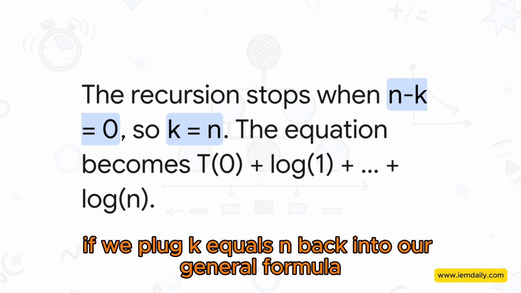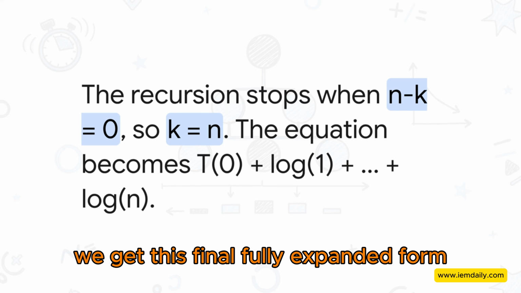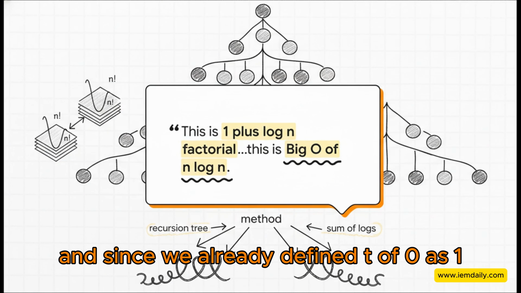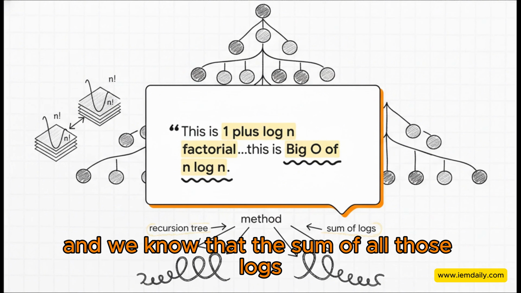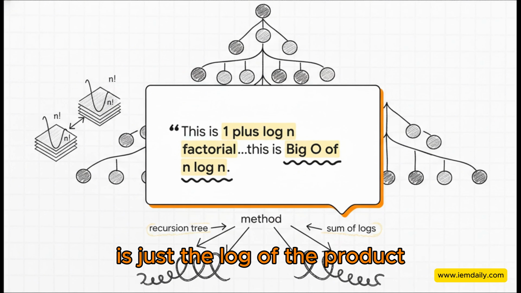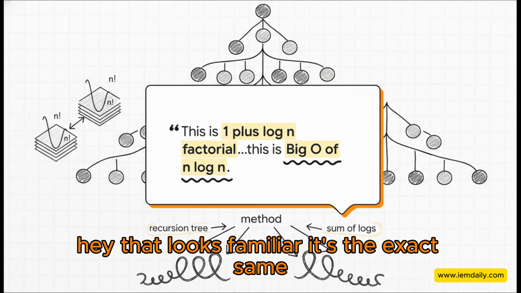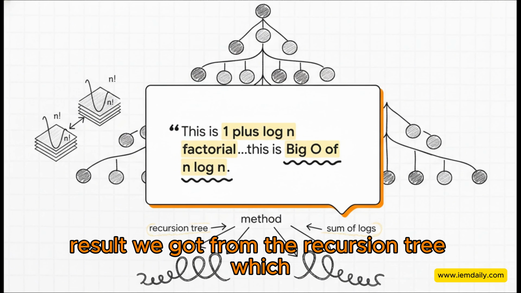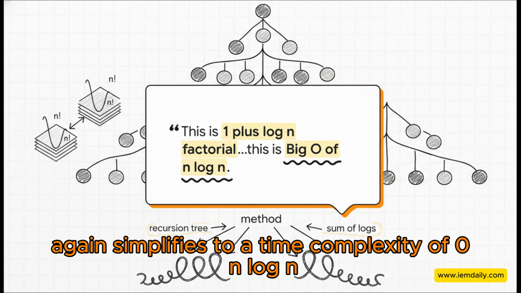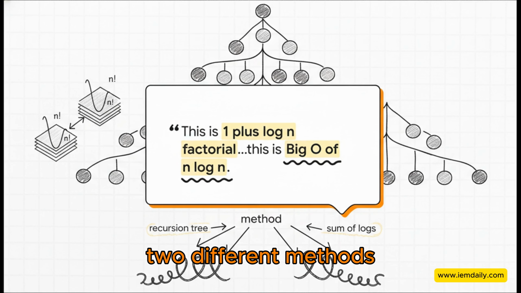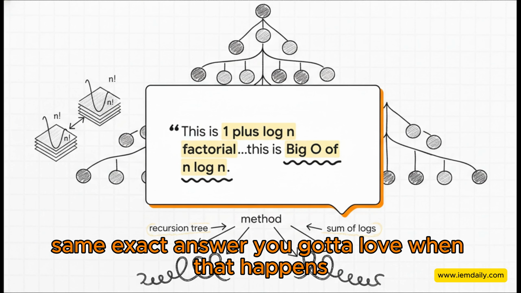If we plug k equals n back into our general formula, we get this final, fully expanded form. And since we already defined t of 0 as 1, and we know that the sum of all those logs is just the log of the product, we end up with 1 plus log of n factorial. Hey, that looks familiar. It's the exact same result we got from the recursion tree, which, again, simplifies to a time complexity of O(n log n). Two different methods, same exact answer. You gotta love when that happens.